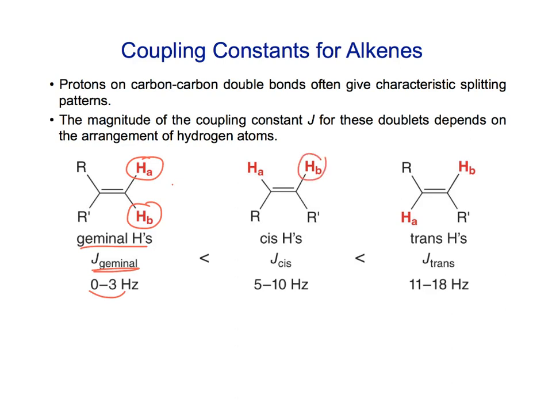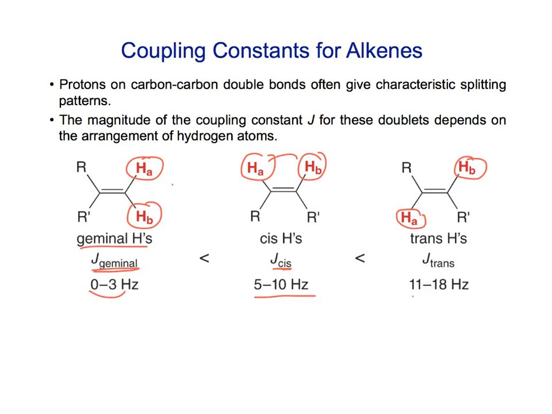If those protons are on the same side of the double bond, or they're cis to one another, the size of that coupling constant goes up to between 5 and 10 hertz. And if those protons are trans to one another, the coupling constant goes even bigger.